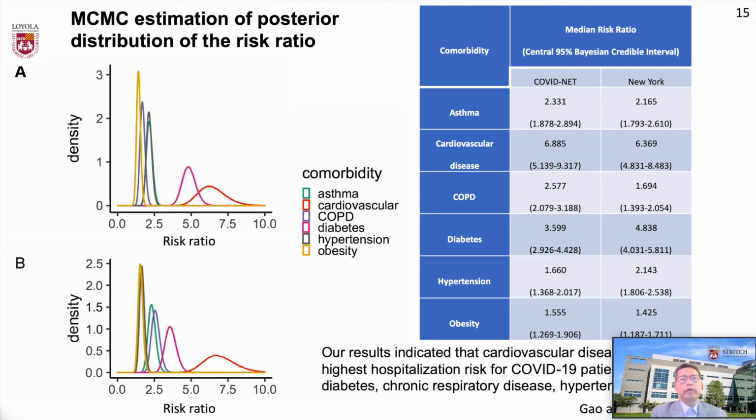We have applied our method to those two large data sets I mentioned earlier, one from CDC, one from the New York regional hospitals. Both data sets gave similar results. For example, the red curve represents the posterior distribution for the risk ratio for people with cardiovascular disease. Both data sets consistently show that cardiovascular disease carries the highest hospitalization risk for COVID patients. The median value is more than sixfold. You can look at detailed results from our paper.